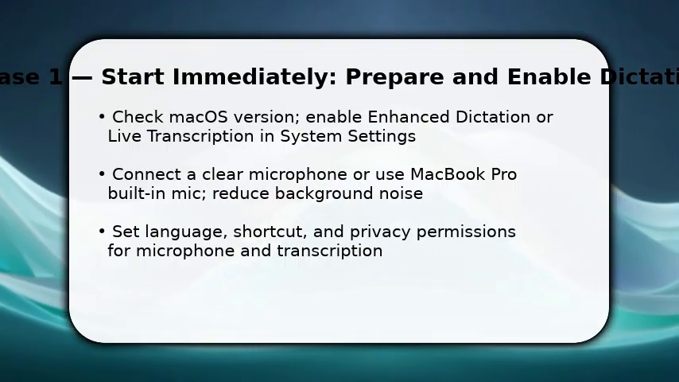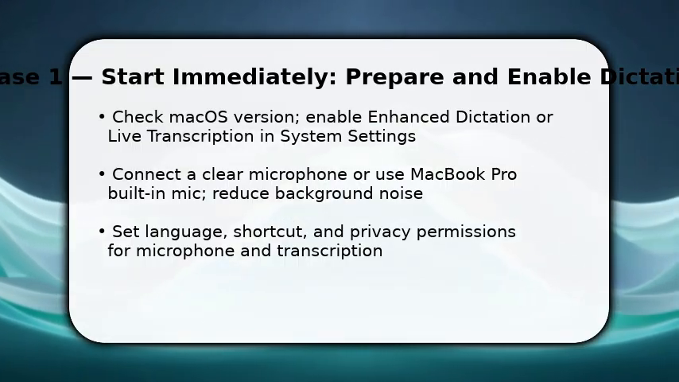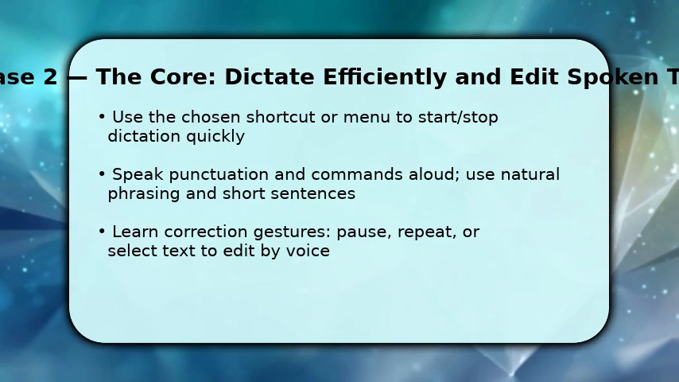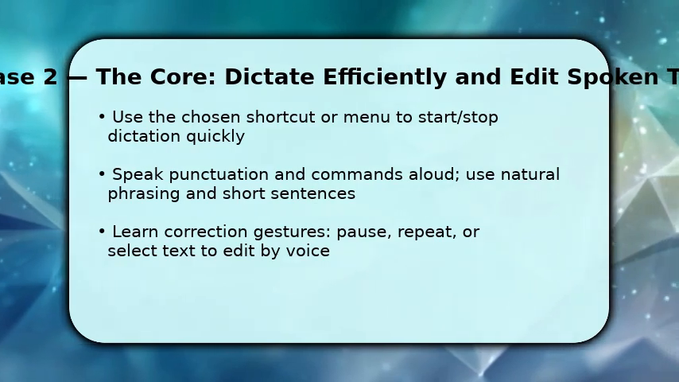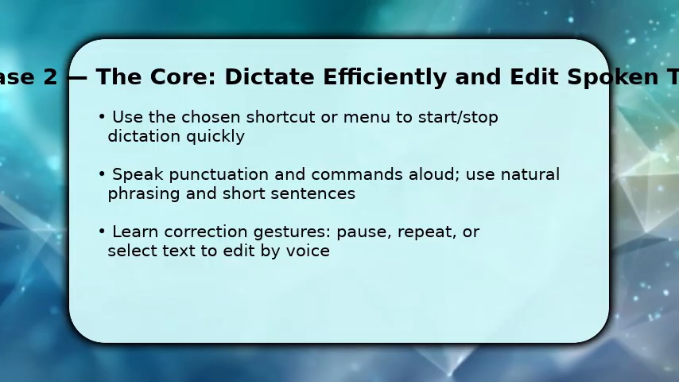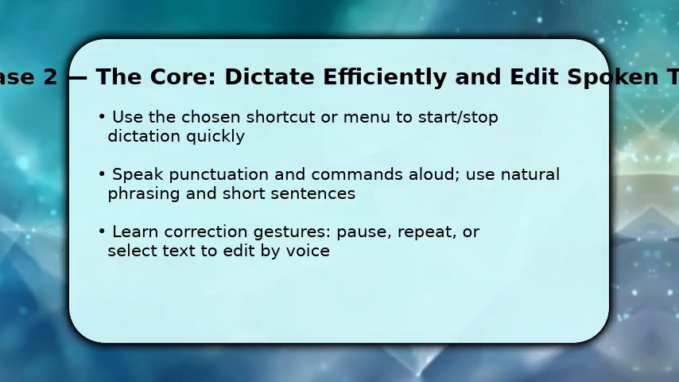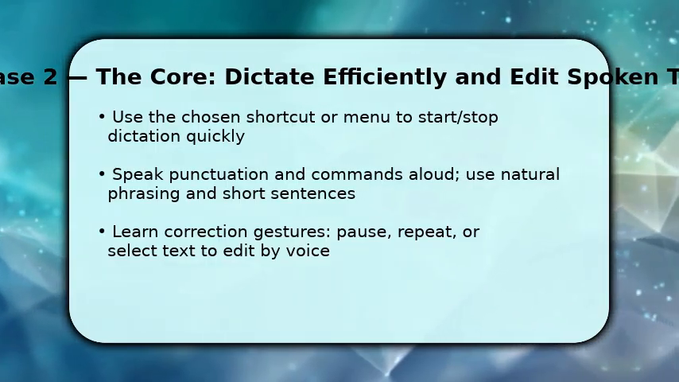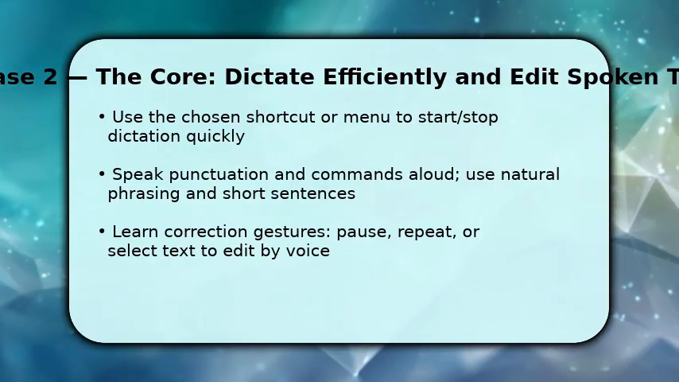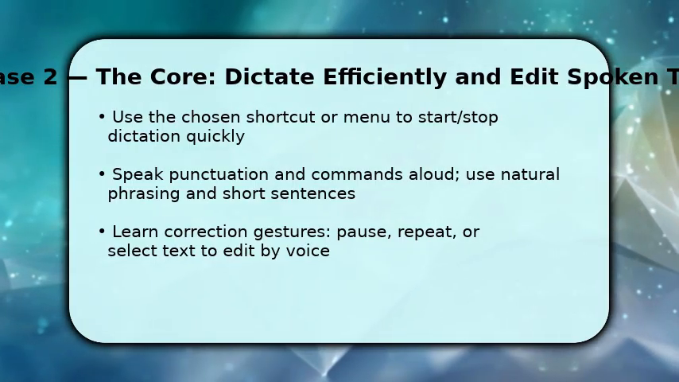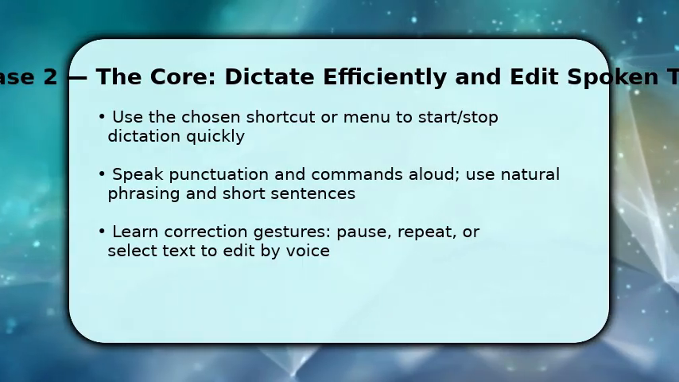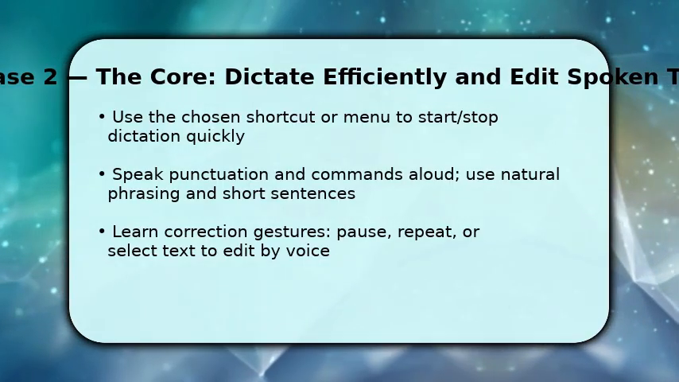Now you dictate with purpose. Activate dictation, speak clearly, and say punctuation like comma or period so the text formats correctly. Use short sentences and natural pauses to keep accuracy high. If you need a new line, say new line or enter. Make corrections by selecting text and speaking replacements, or pause and repeat the phrase you want fixed.